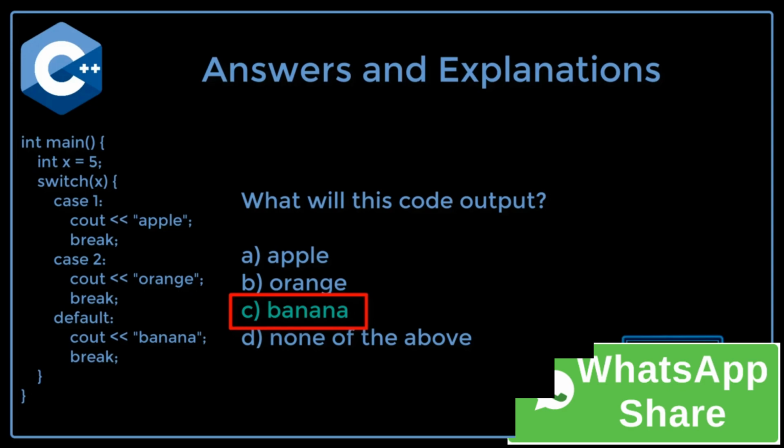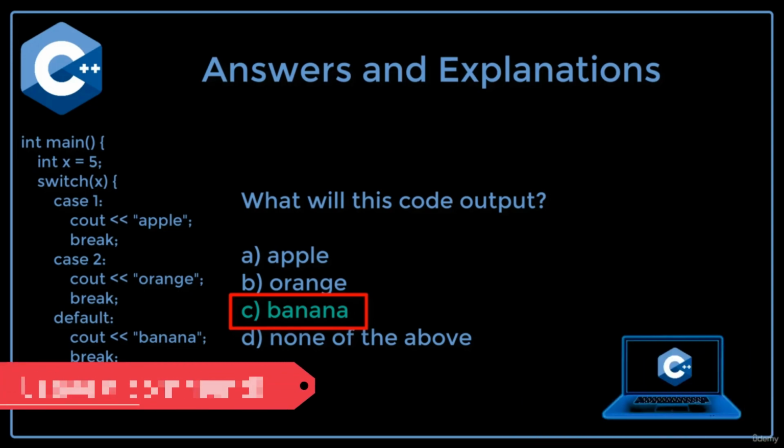Banana is output to the console, and then the break keyword is hit, exiting the switch statement. So the correct answer here is banana.